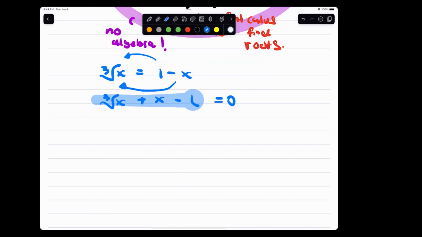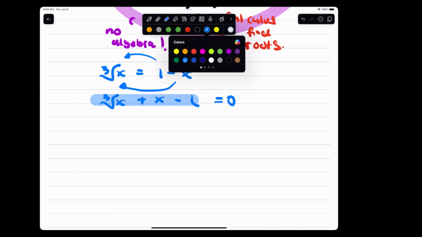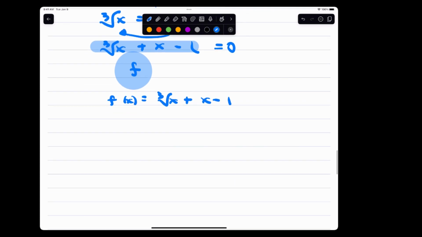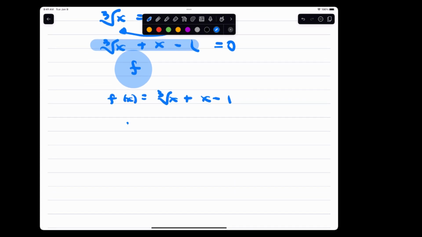That's f. So you might say, what does this have to do with the intermediate value theorem and our future? Well, these are kind of the same questions. I labeled this function the cube root of x plus x minus 1. That's my f, and we're trying to find where f of x equals 0. Now it's a root question.